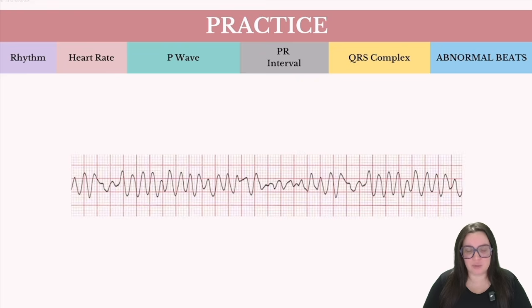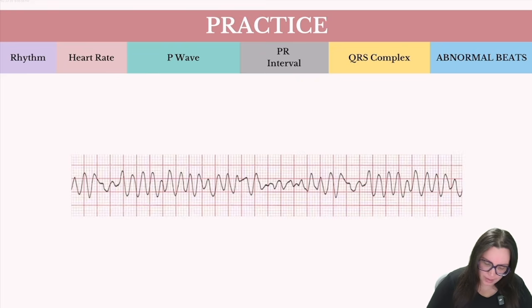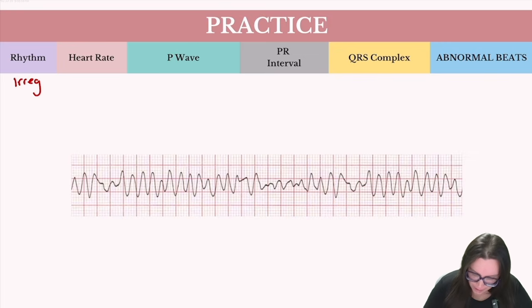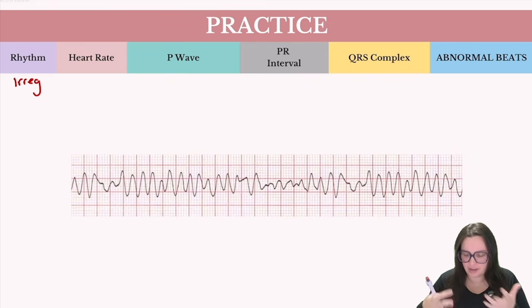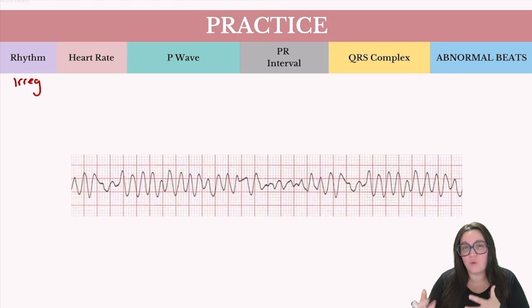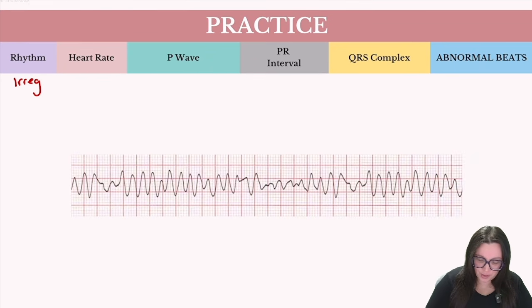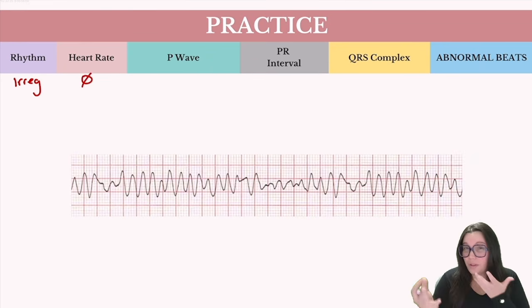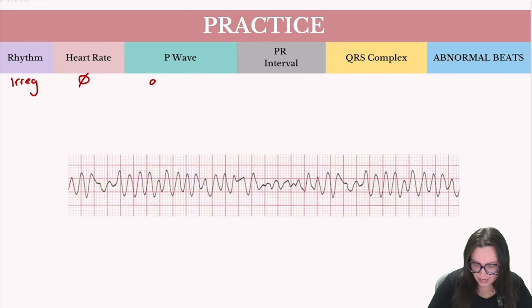So taking a look at our next rhythm, what do we have here? It looks really chaotic, right? So when it comes to rhythm, it's going to be irregular, because if I was to try to march this out, I'm really not going to be able to march this out appropriately just because of how rapid and chaotic this kind of rhythm is. When it comes to my heart rate, I don't really have any kind of organization that's taking place here. So really, I'm not 100% sure what the heart rate is. With P waves, I don't see P waves here. It's just too erratic. So the P waves are going to be absent, and our PR interval is also going to be absent as well.